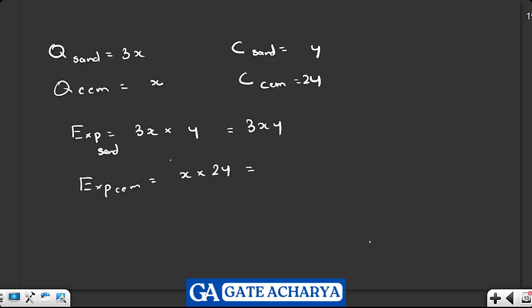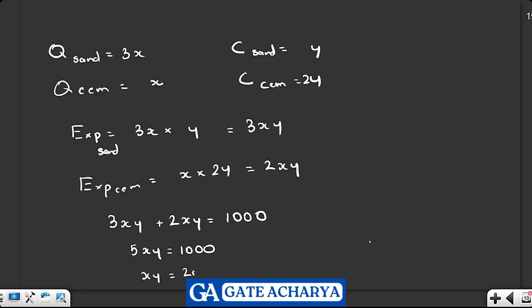X into 2y, what is going to come as 2xy, right? So if I add this expenditure, what will I get? They are saying that the cost of sand and cement together is 1,000 rupees, right? So 5xy is equal to 1,000. So the xy product I'm getting is 200. What is this xy product?